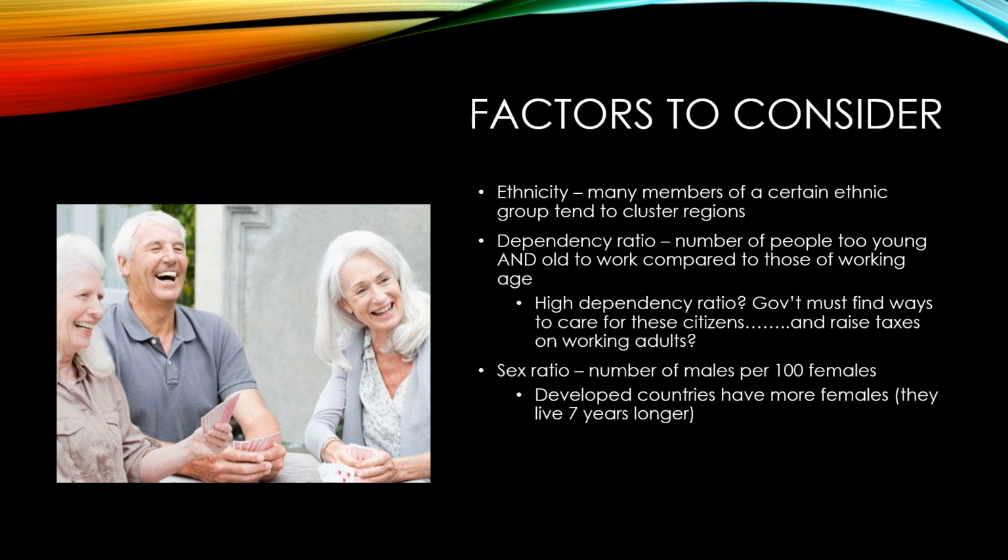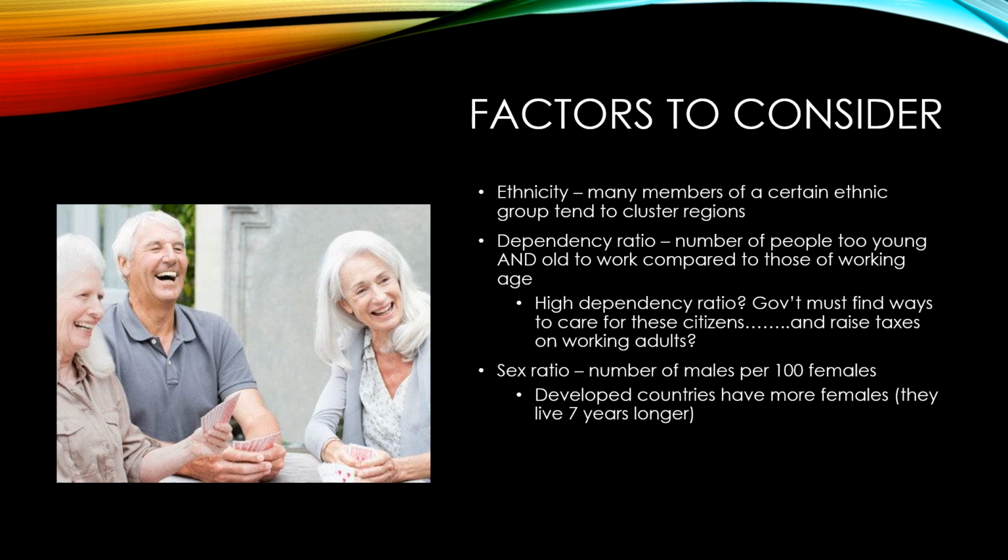So, in any case, what factors do we consider with population composition? We can look at ethnicity. When we look at where people are distributed, many members of a certain ethnicity will tend to group into cluster regions. That's certainly true in larger cities, where we will see areas like Chinatown and Little Italy and things like that. We also look at what is called the dependency ratio, which is what percentage of your population has to be supported by others, that they're too old or too young.